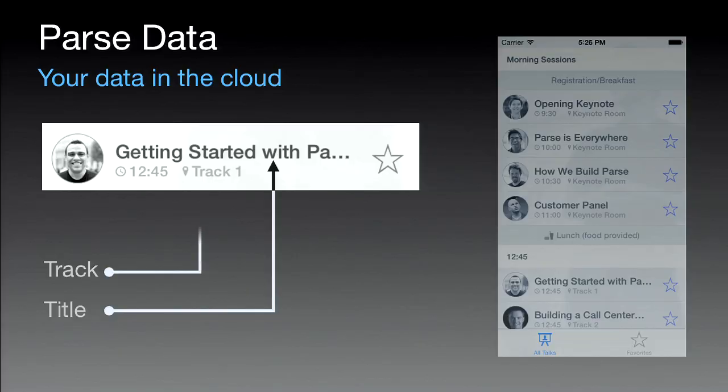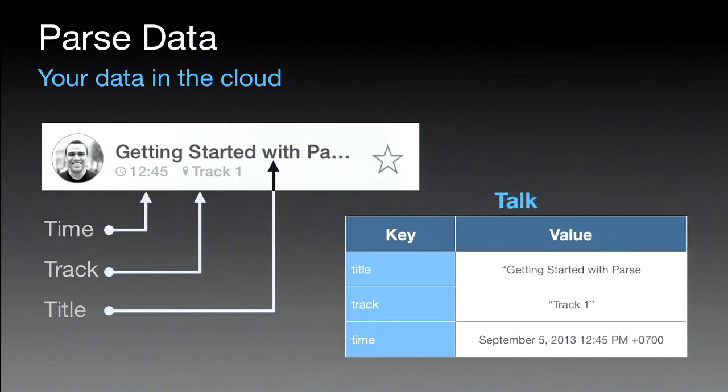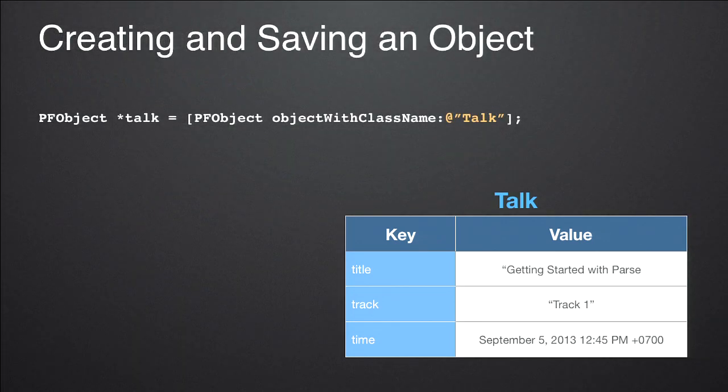So how do we actually store this information in Parse? Well, in this case, we are representing a very simple object. It's a talk with a title, a track, and a time. So let's create our first talk object and see some code.